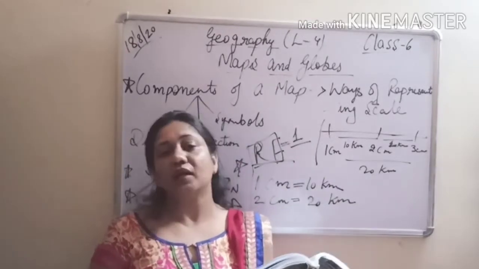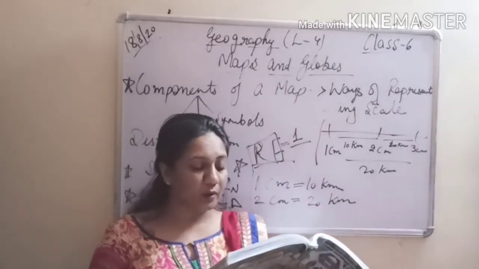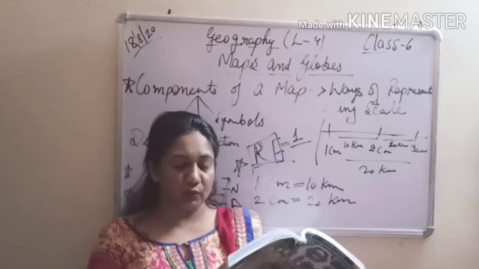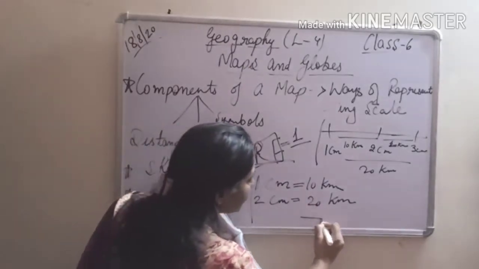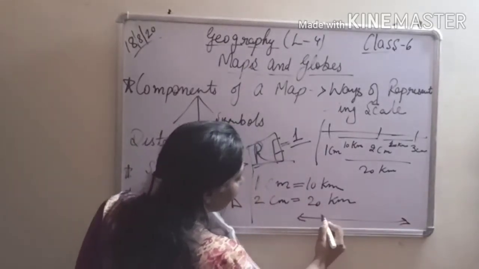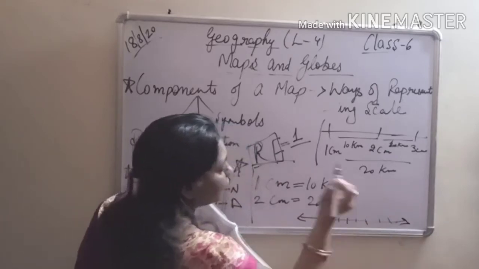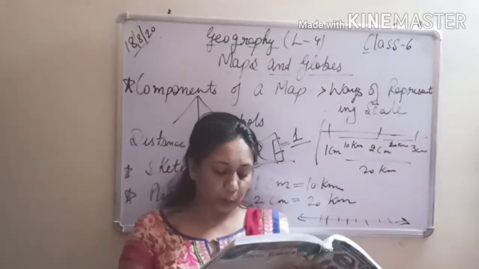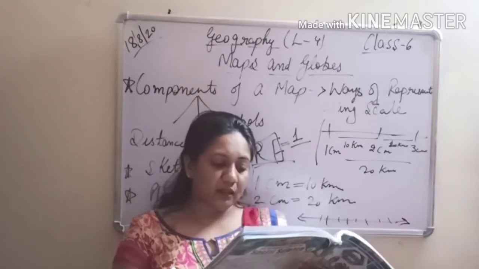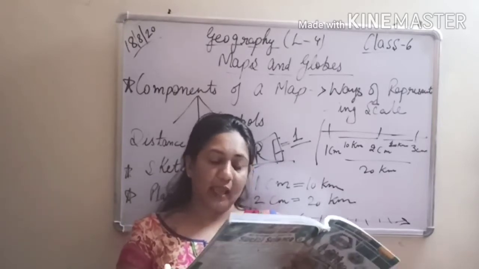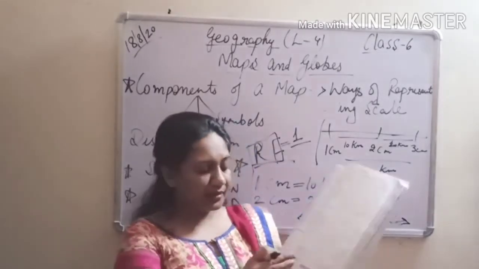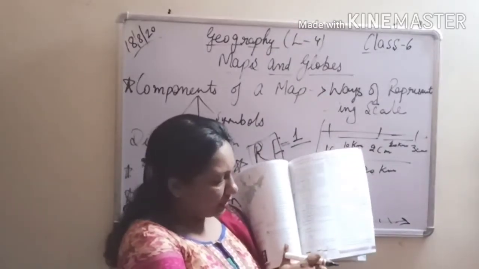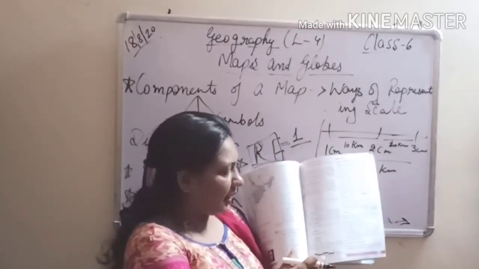Next, the third one is the graphic method or the linear scale method. A line is drawn in the linear scale method like this, and then the subdivisions are there. So let's see what that is. In this method, the map distance is shown with the help of a straight line. As it is shown in your books also, this is the linear scale method.